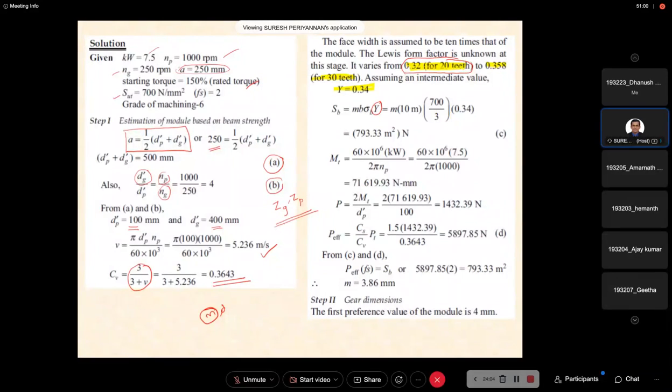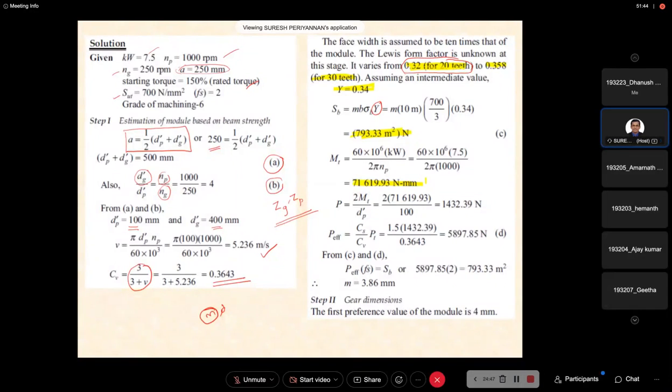Now substitute in this, then finally our beam strength is also in terms of module, right? Anyway, we are going to find the module later using this beam strength and effective load relation. Some of the parameters are required to find our module. Now what is the amount of torque transmitted? From the 2 pi N T by 60 equals P relation, we are able to find the amount of torque transmitted, because the power is given already, 7.5 kilowatt. The pinion speed is already given, 1000 rpm.